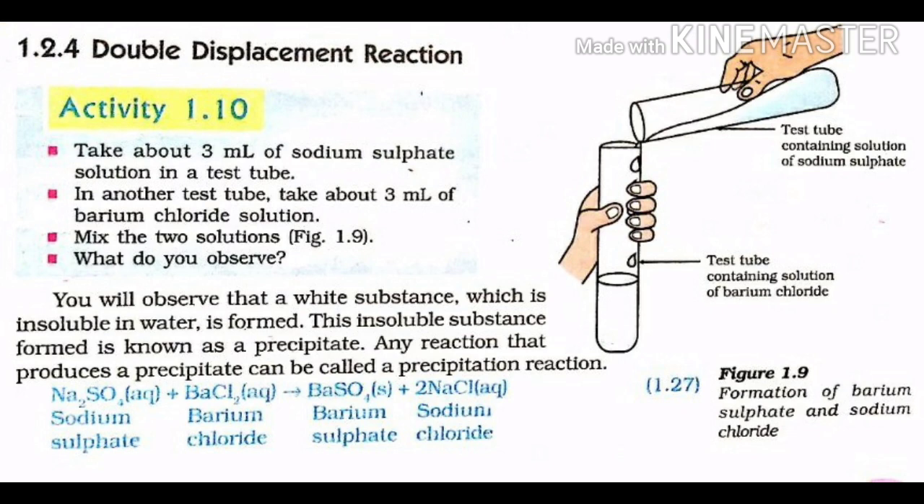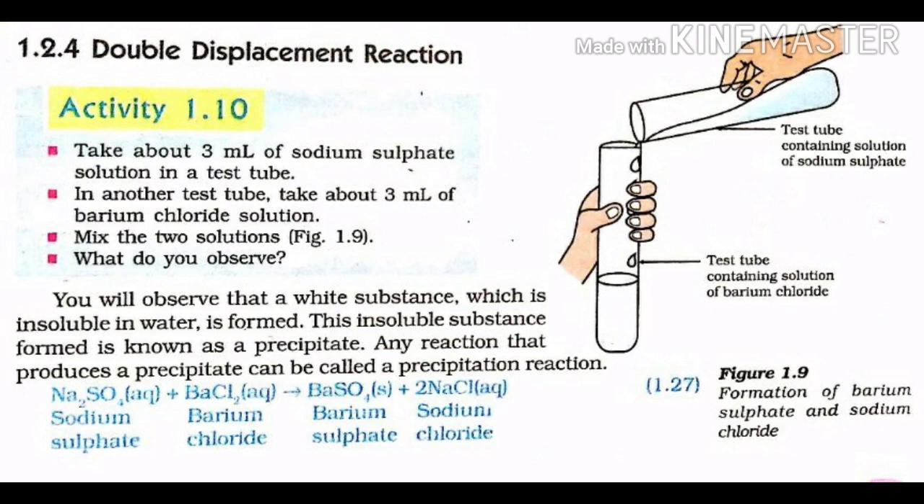Activity 1.10. Take about 3 ml of sodium sulfate solution in a test tube. In another test tube, take about 3 ml of barium chloride solution. Now, mix the two solutions. Observe what happens. You will observe that a white substance which is insoluble in water is formed. This insoluble substance formed is known as a precipitate. Any reaction that produces a precipitate can be called a precipitation reaction.